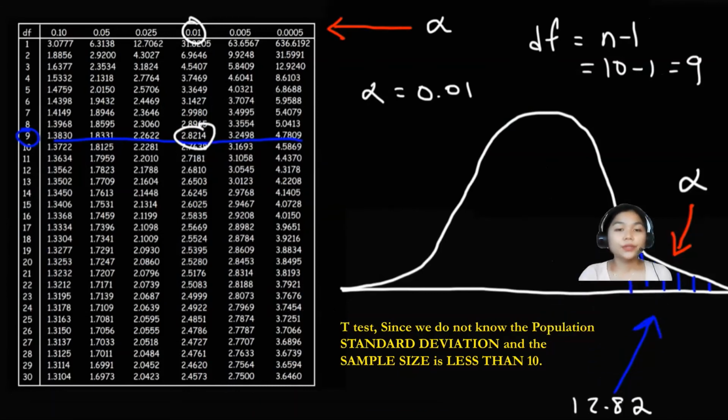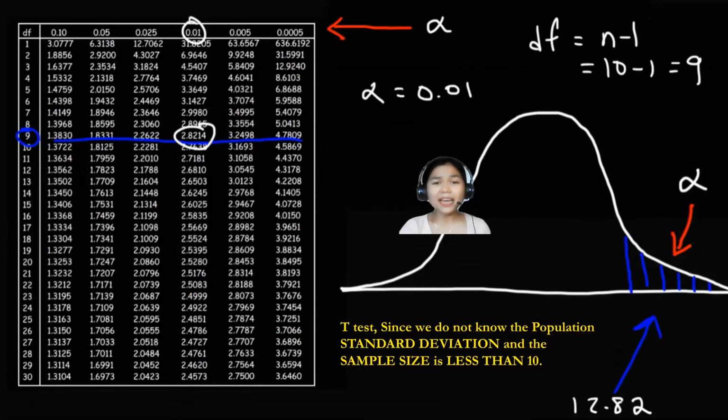2.8214. So why do we say that we will use the t-test? Since we do not know the population standard deviation, the given is only the sample standard deviation. Plus, our sample size is less than 10. The DF is the sample size minus 1, so it's 9, less than 10. That is why we cannot use Z, but only t. Okay, I hope that's clear.